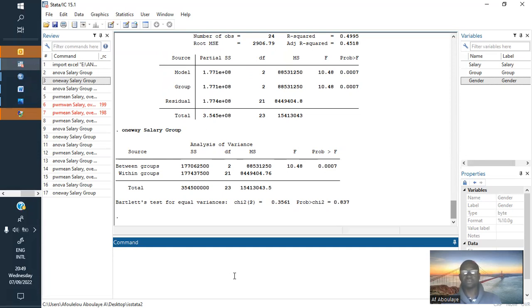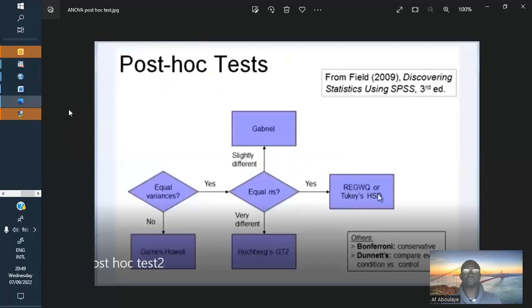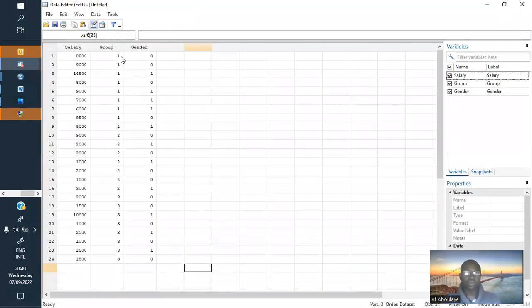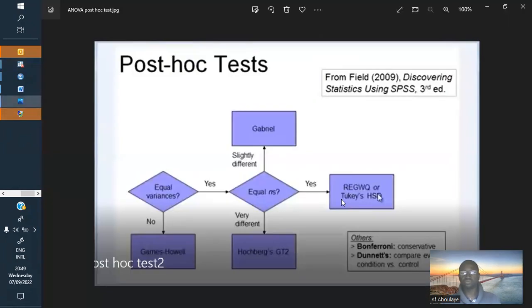Then you know already that for the post test we said yes for equal variances. We should now ask ourselves whether the numbers of observations are the same or not. That's the second question we should ask before deciding which kind of test to perform. Let's go again to our data and see. Group 1 has 1 to 8, group 2 has 1 to 8, and group 3 has 1 to 8. We have the same number of observations, meaning that it allows us to use the Tukey test.